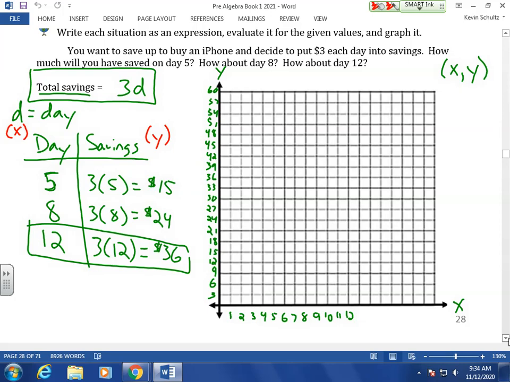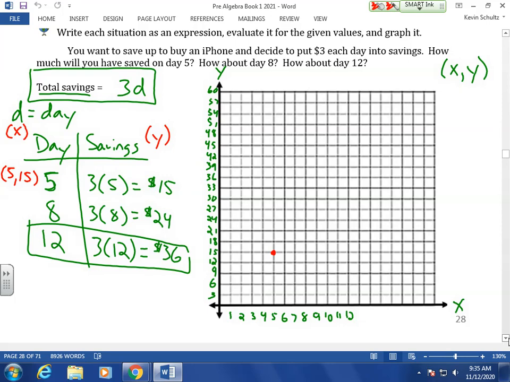And we're going to plot each of these pairs. My first one is 5, 15, right? On day 5, I have $15. That's my first ordered pair. So 5, 15 is going to go right here, the intersection of 5 on the x-axis and 15 on the y-axis.